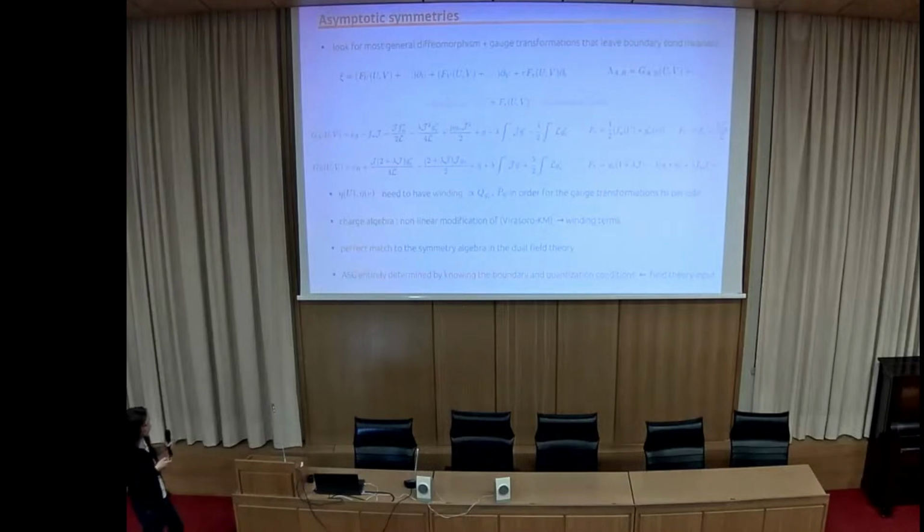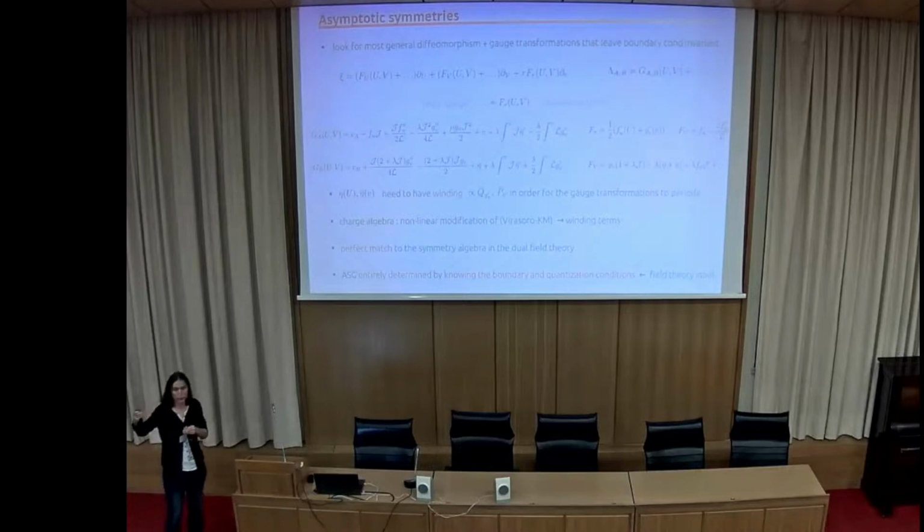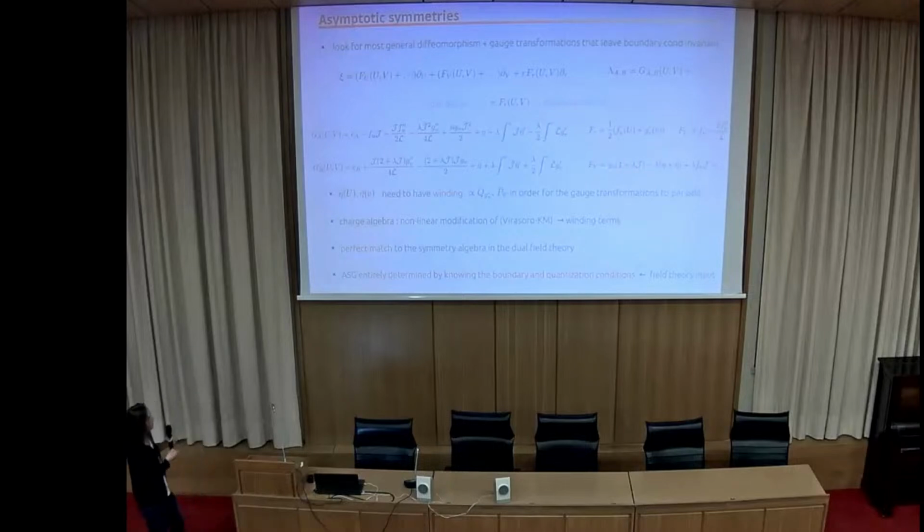Then we can do the asymptotic symmetry. So we take the boundary conditions that were given to us from the field theory. We solve for the most general diffeomorphisms and gauge transformations that are compatible. They're parameterized by 4 functions. One important thing, we have to require the gauge parameters to be periodic. That's basically implementing this U1 charge quantization. And this forces the functions parameterizing the solutions to have winding. And that winding, when we compute the asymptotic symmetry group, will give rise to nonlinear terms, which precisely reproduce the nonlinear modification of Virasoro-Kac-Moody that we can see from the field theory side. Okay, so we get perfect match to the symmetry algebra of the field theory.